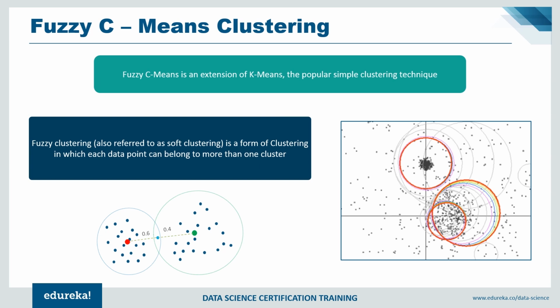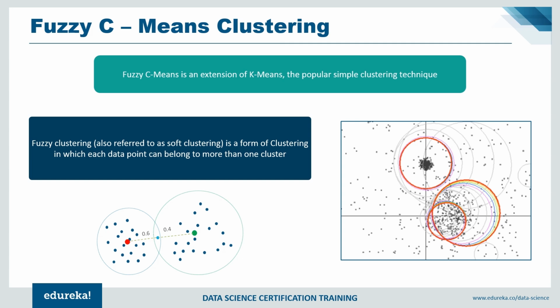Now let's understand what exactly is c-means clustering. So fuzzy c-means is an extension of k-means clustering, the popular simple clustering technique. Fuzzy clustering, also referred to as soft clustering, is a form of clustering in which each data point can belong to more than one cluster. So k-means tries to find hard clusters where each point belongs to one cluster, whereas fuzzy c-means discovers soft clusters. In a soft cluster, any point can belong to more than one cluster at a time with a certain affinity value towards each.